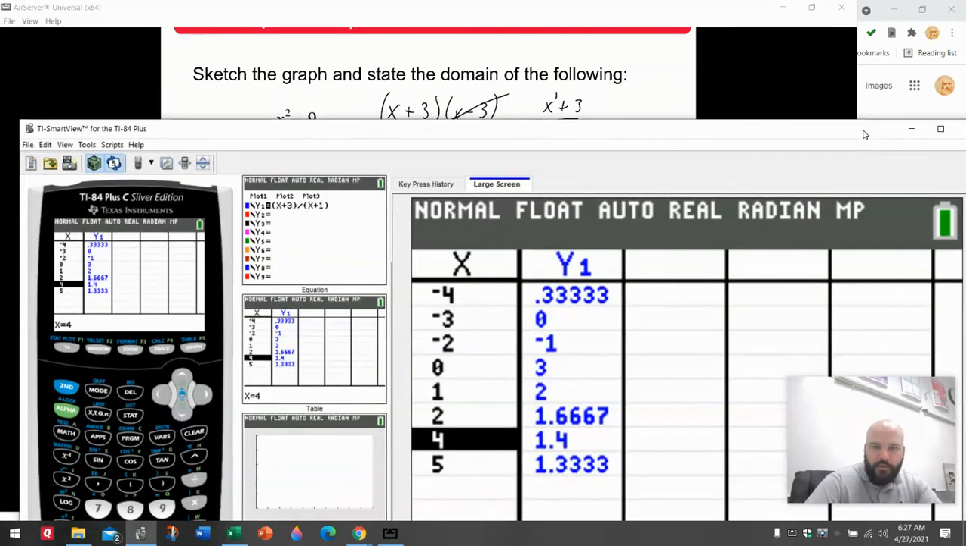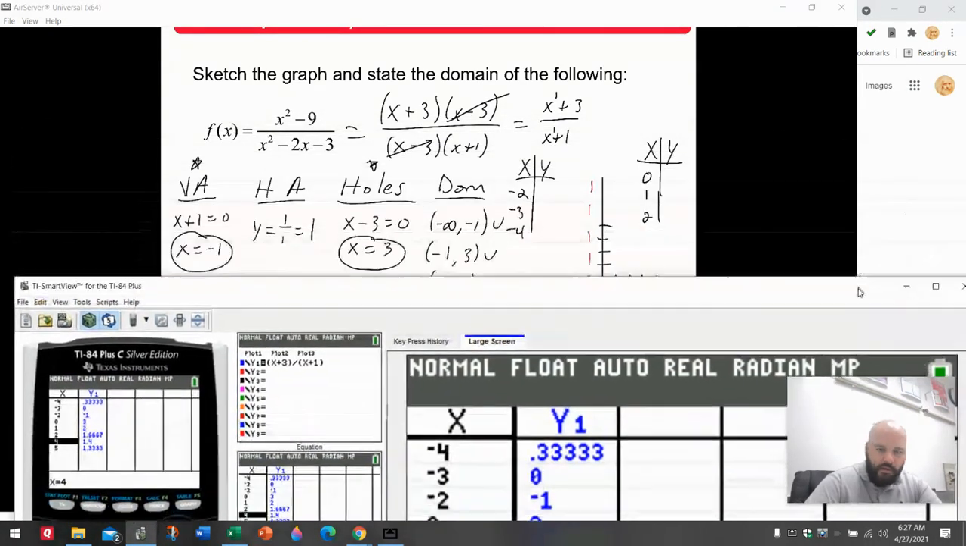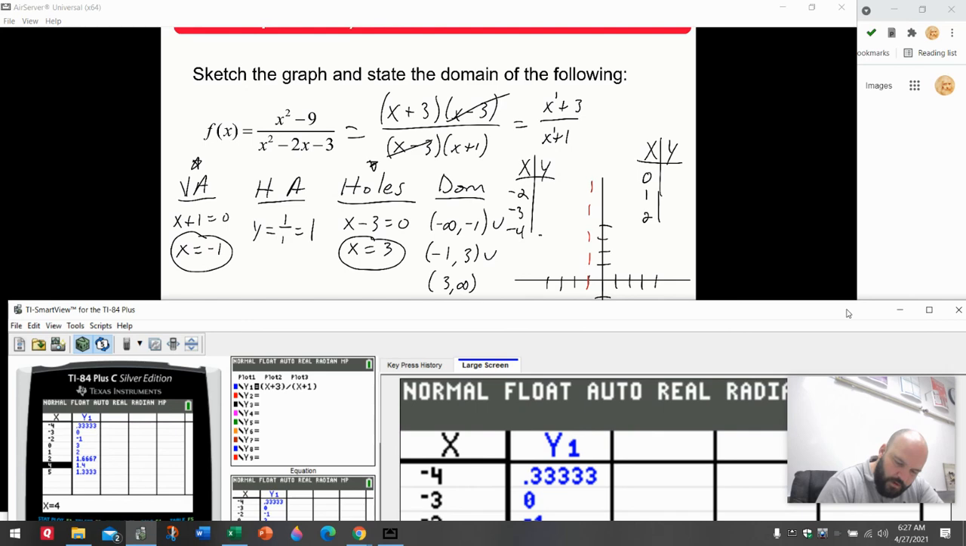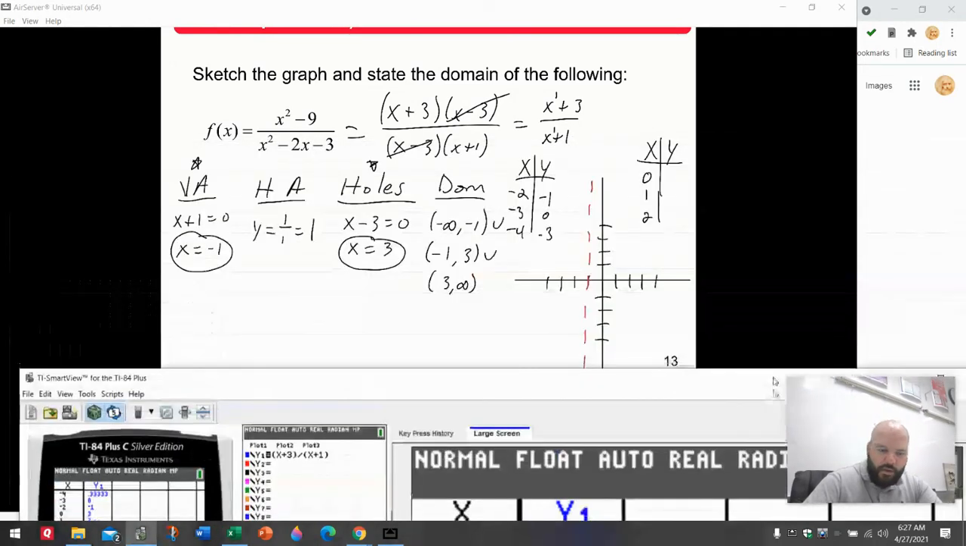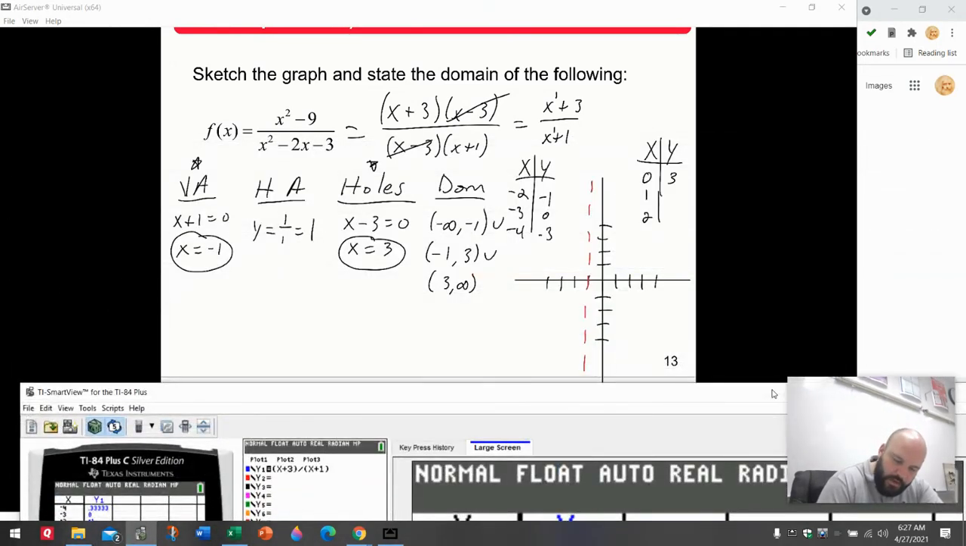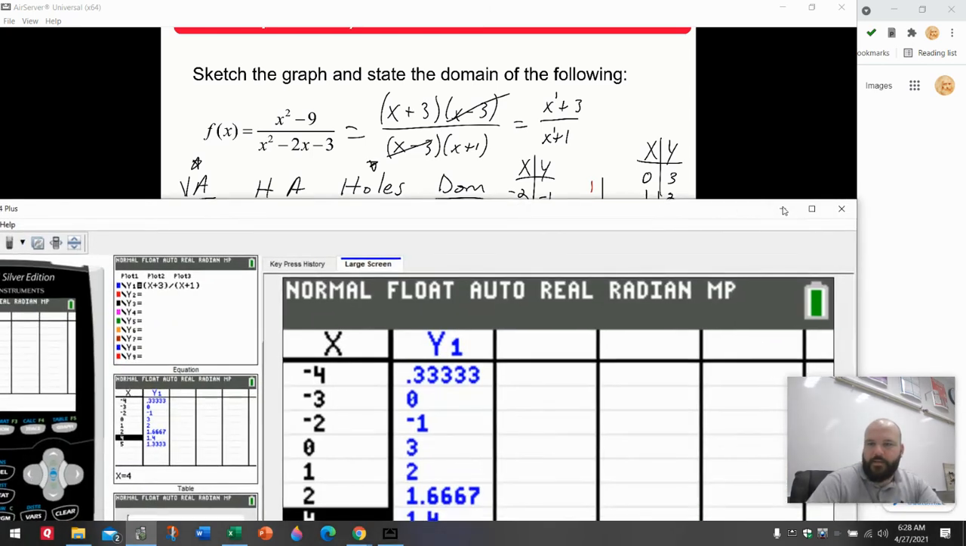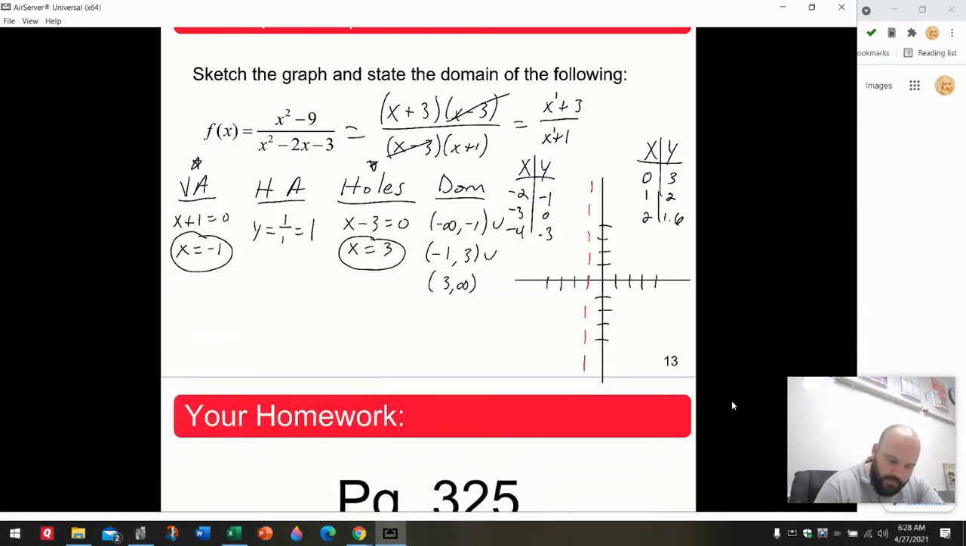I can go ahead and fill out my table based on those values. So -4 is 0.3, -3 is 0, and -2 is -1. And then 0 is 3, 1 is 2, and 2 is 1.6. All right, so now that we have those values, one other thing to keep in mind. There is a hole at 3. So you'll see that I need to include that.